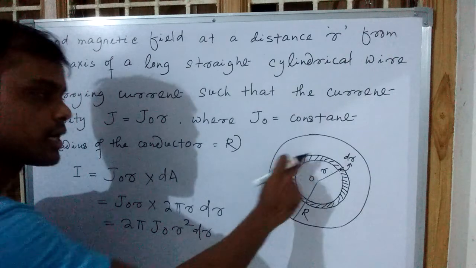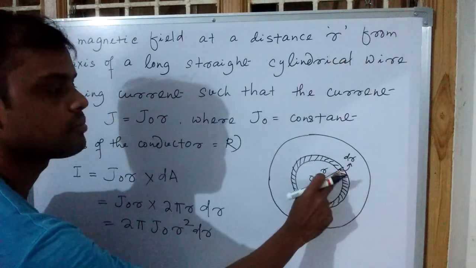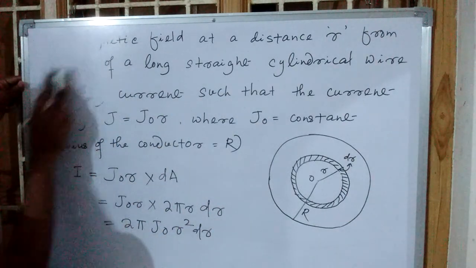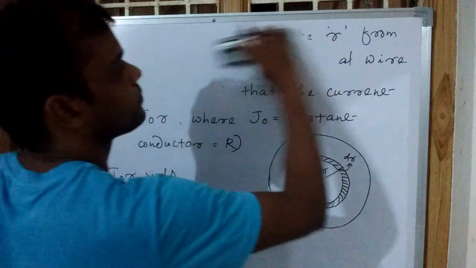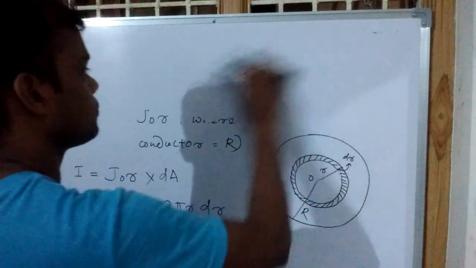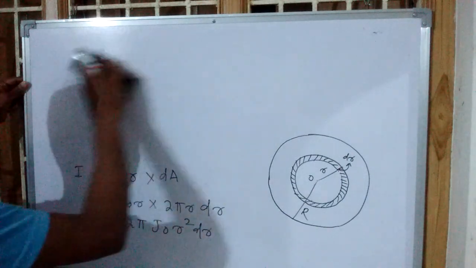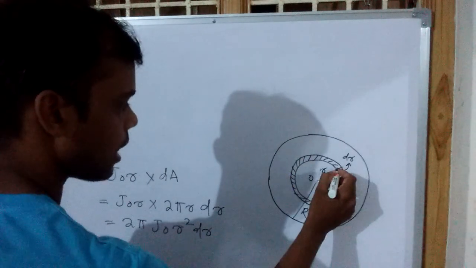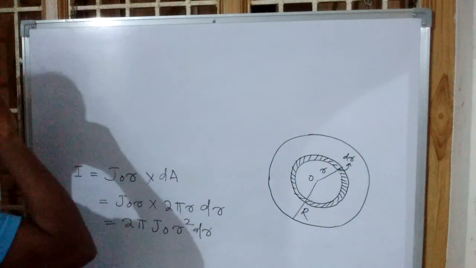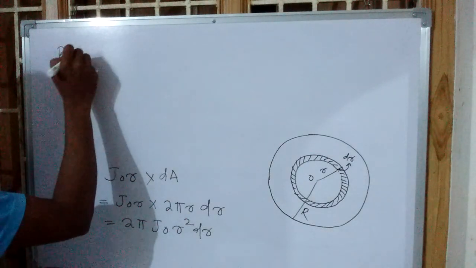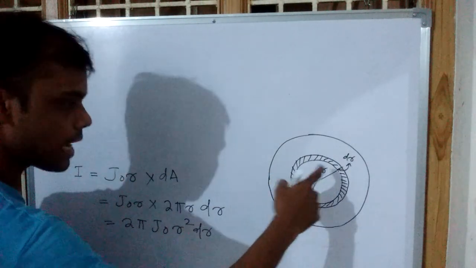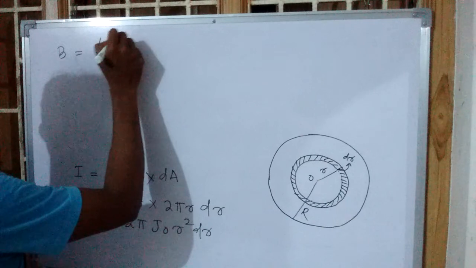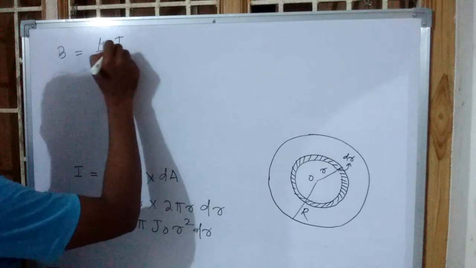Now we have already got the current. That means we can easily find out what the magnetic field is at this point. Let me erase all of this. So, what is the magnetic field at this point, r from O? We already know that the magnetic field at a point at a distance r from the center is mu naught I by 2 pi r. This is the general formula.